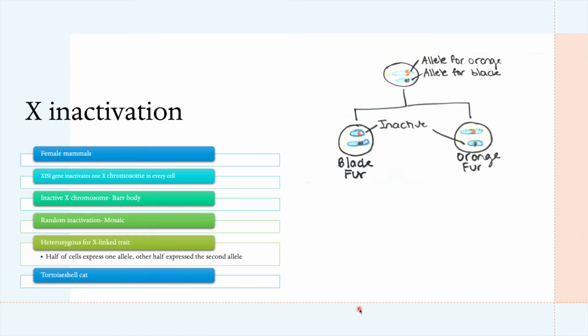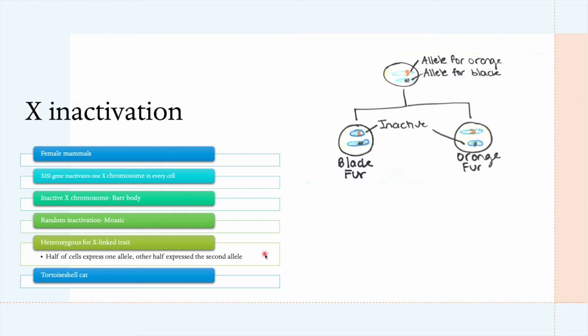X inactivation occurs in female mammals. The XIST gene inactivates the genes in one X chromosome in every cell, condensing the X chromosome into a bar body. This inactivation occurs randomly and leads to diploid cells having only one functional X chromosome. This creates a mosaic, meaning that some cells are active with the maternal X chromosome and others are active with the paternal X chromosome. All mitotic descendants have the same X chromosome inactivated.